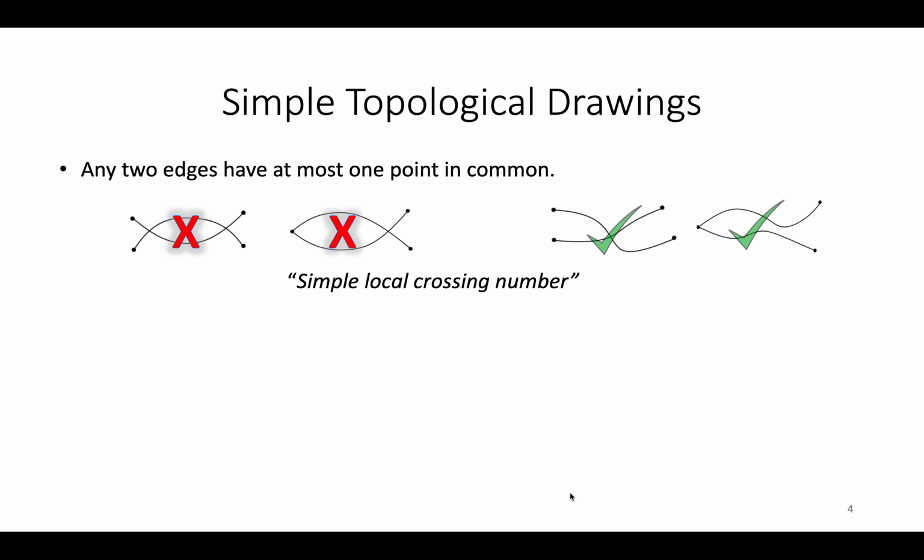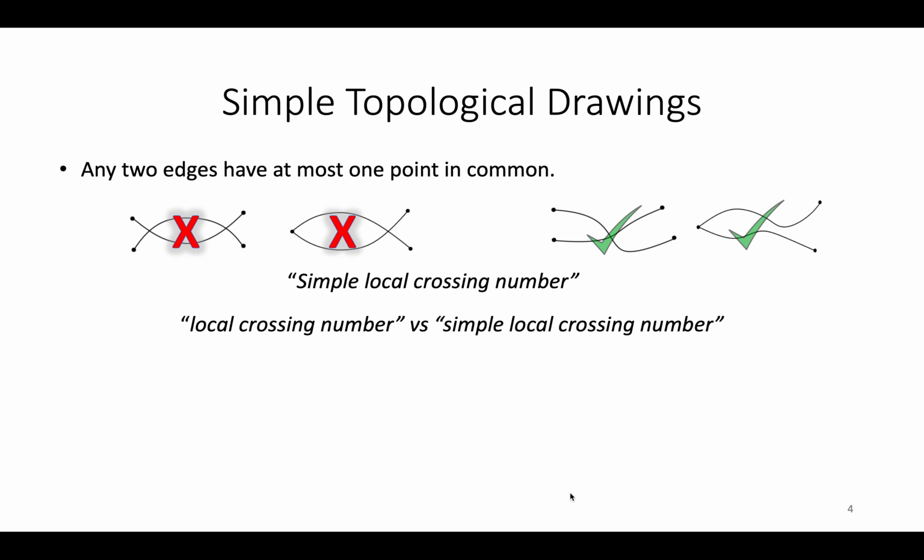The simple local crossing number is defined as the maximum crossings per edge in a simple drawing. Now, a natural question to ask is how the local crossing number is related to the simple local crossing number. Intuitively, we can observe that if you decrease the total crossings in a graph, we would end up with a simple drawing.